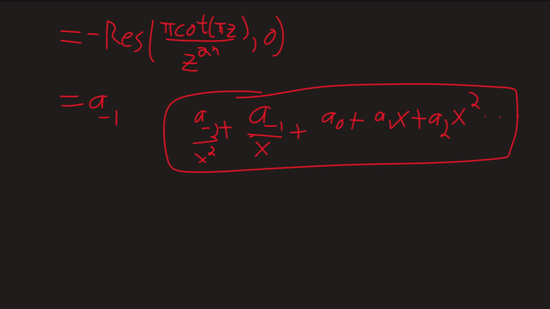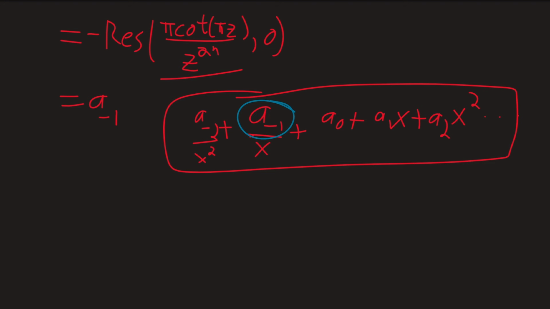And again, this term right here, a negative 1, is just going to be equal to our residue. I'm not going to prove that. Perhaps I'll leave a link in the description of a proof. But anyway, yes. So all we have to do is find the Laurent series for that function right here, which boils down to just finding the Laurent series for cotangent.